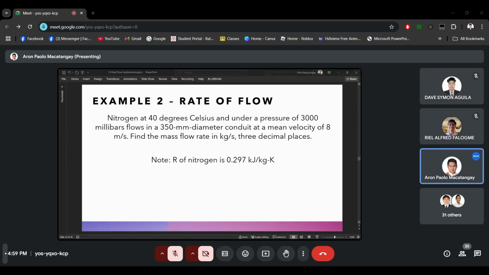Okay? So, first part, question states nitrogen at 40 degrees Celsius and under a pressure of 3,000 millibars flows in a 350 millimeter diameter conduit at a mean velocity of 8 meters per second. Find the mass flow rate in kilograms per second, 3 decimal places. Of course, since this is a gas, I need to give you a gas constant, and that is for nitrogen 0.297 kilojoules per kilogram Kelvin.